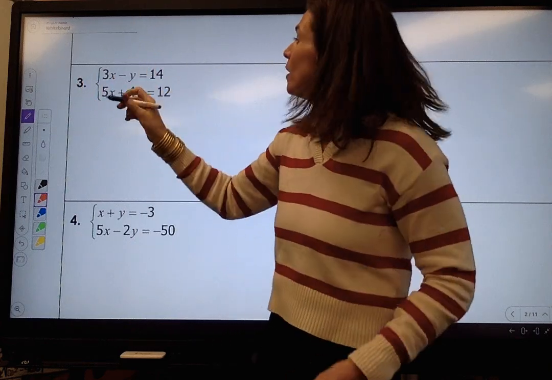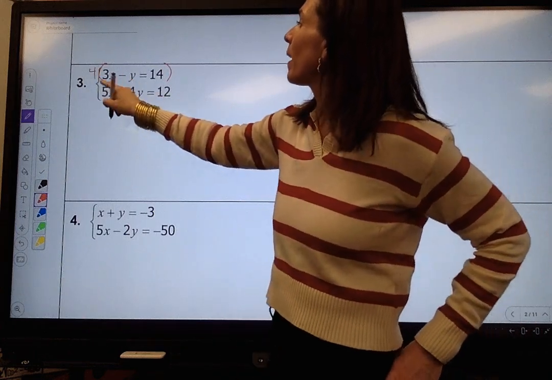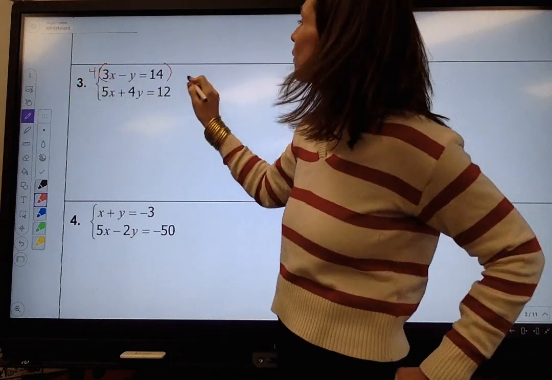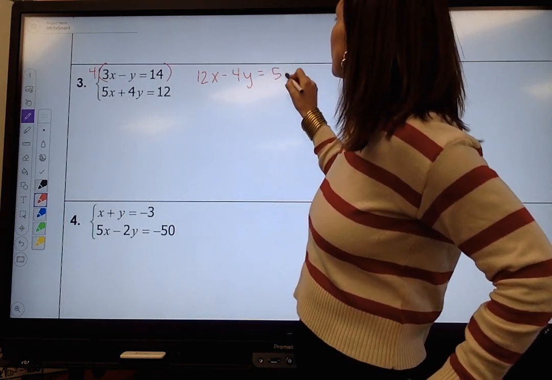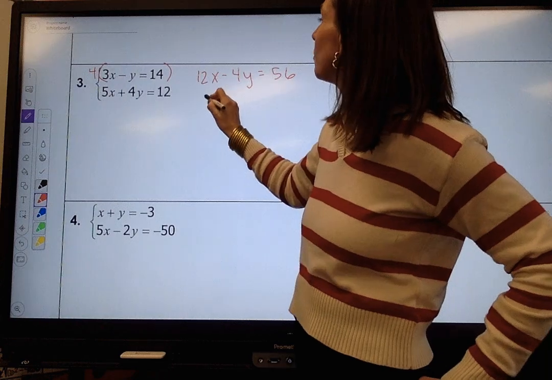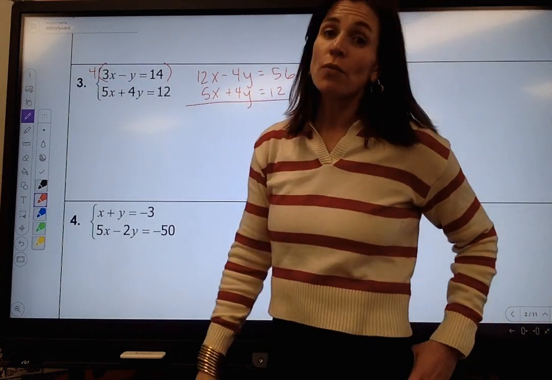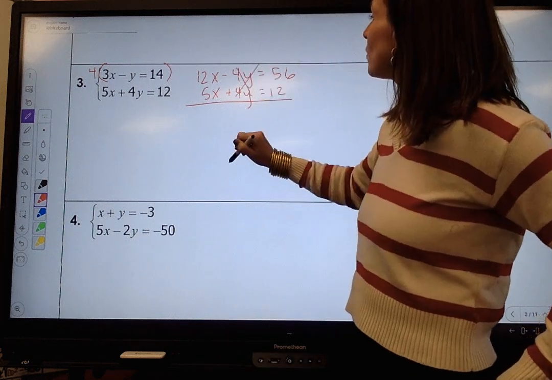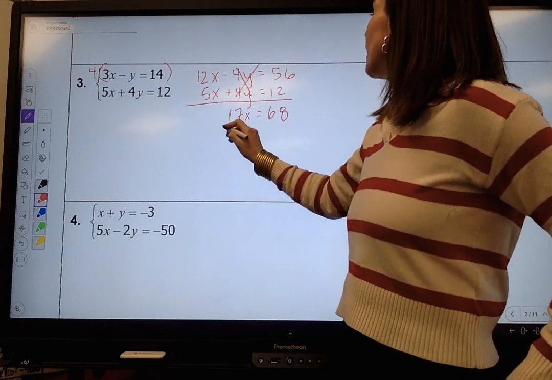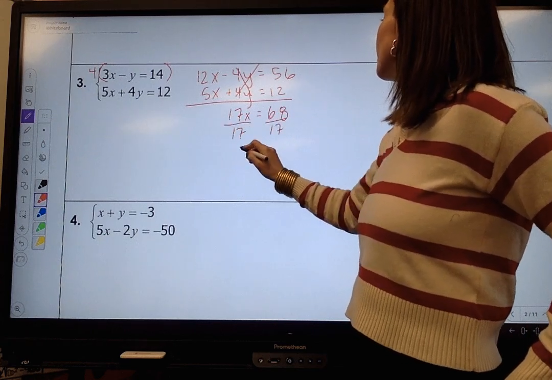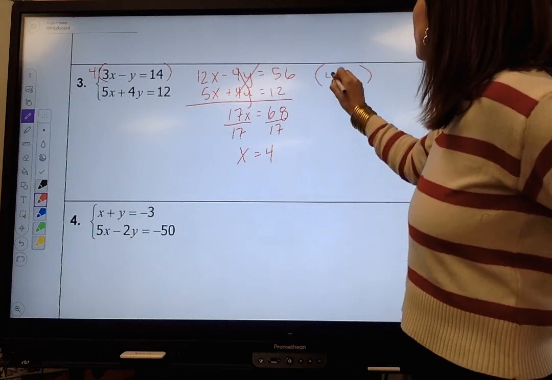So all I need to do, what cancels out with a 4? A negative 4. So I'm going to multiply this top one by 4 and then watch what happens with my y's. Remember, you got to multiply everything. 12x minus 4y equals 56. And then I keep my bottom one, 5x plus 4y equals 12. So now my y's cancel out, and I get 17x equals 68. And then I divide, and I believe that's x equals 4. Yes. So x equals 4.